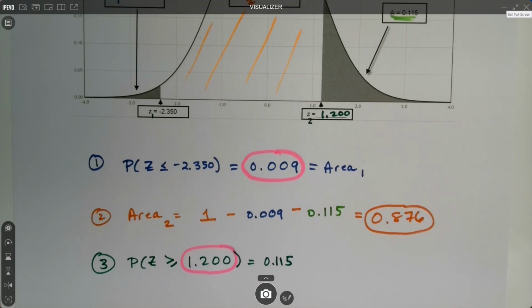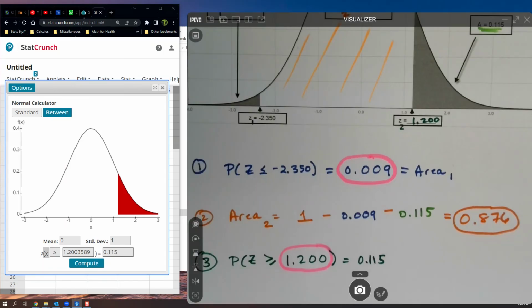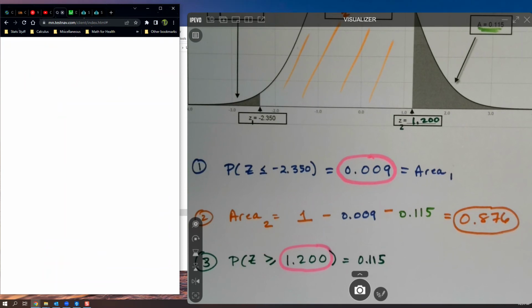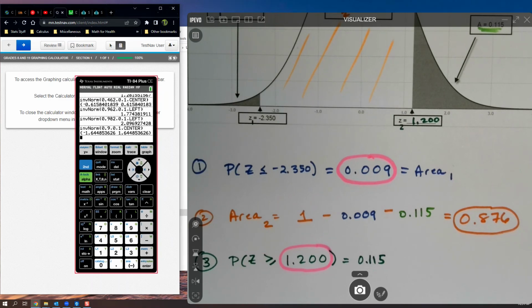All right, I'm going to show that in a TI-84. If you're not using a TI-84, you can skip ahead to the next video. All right, TI-84s. Let me scooch this over. Oh, I can make this work.